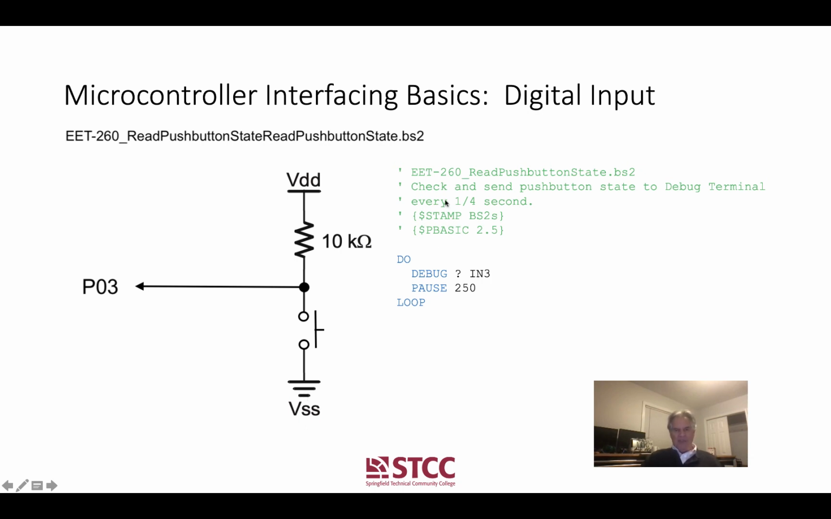And so the program over here on the right contains one of these do loops, and the first line says debug in3. Debug means it's going to print something to you, and the question mark means it's going to capture the value of input 3, the value of P3 in essence. Then it's going to wait a quarter of a second, 250 milliseconds, and do it again, continually. So if you run this program, before you push the button, you should just continually see 1 being printed out on the debug terminal. But when you connect the button, it should pull the pin low, and you should see 0 printed out on the debug terminal.